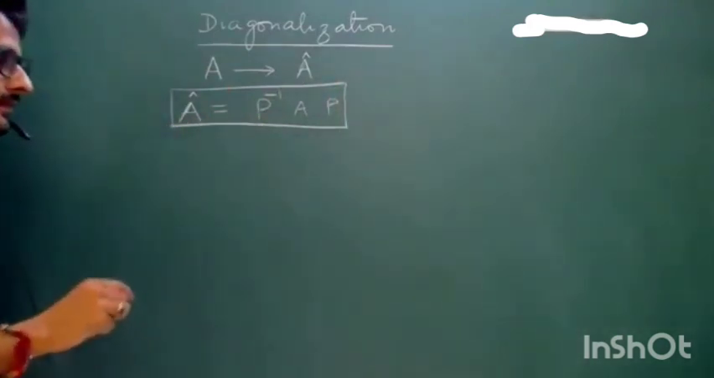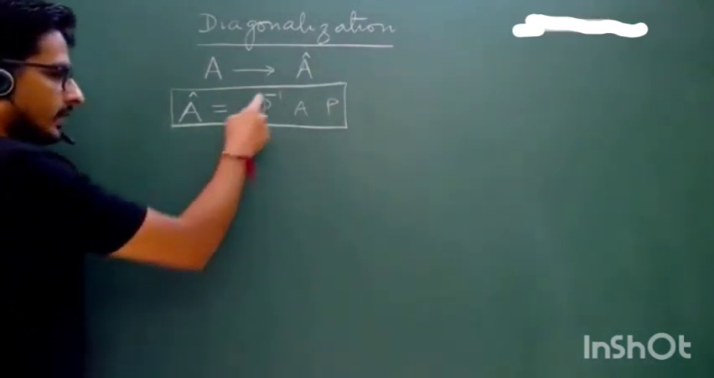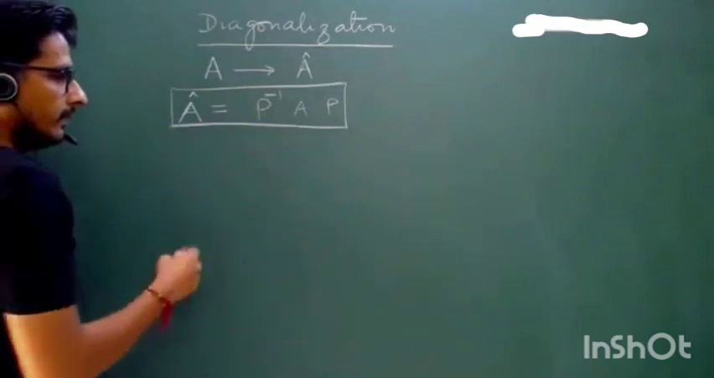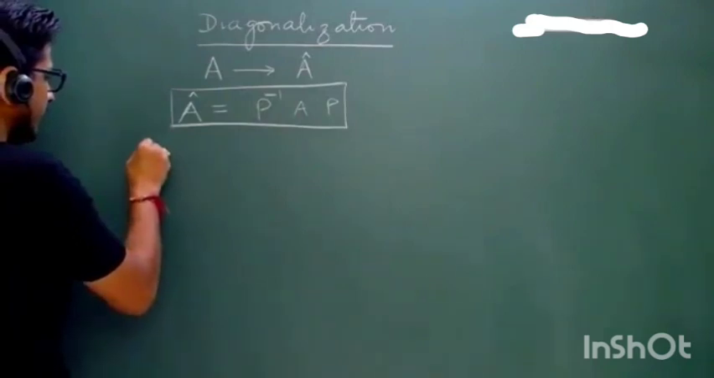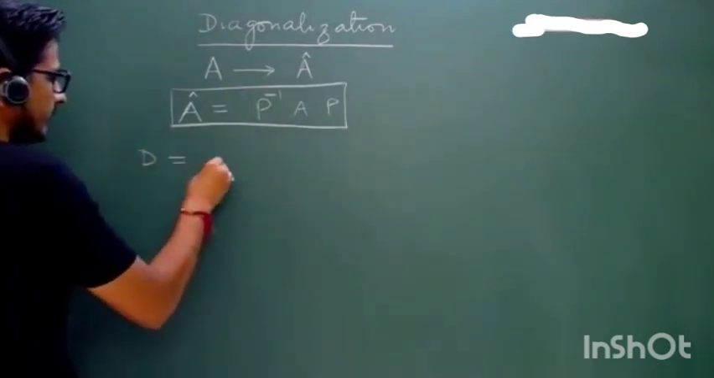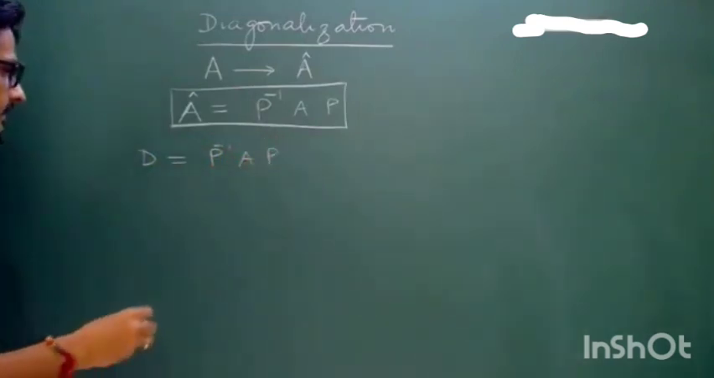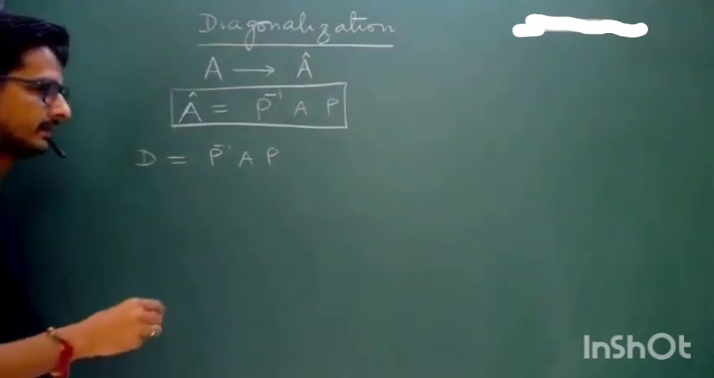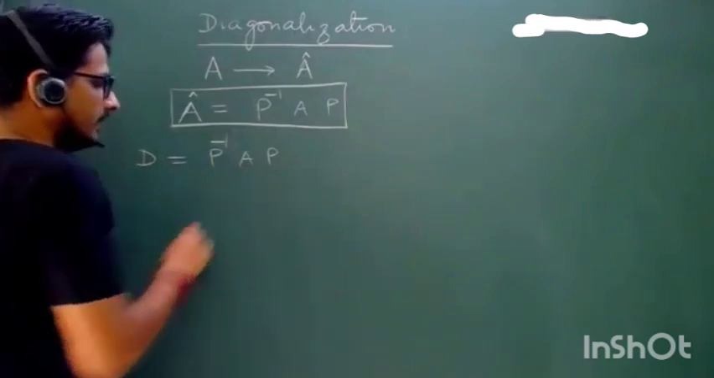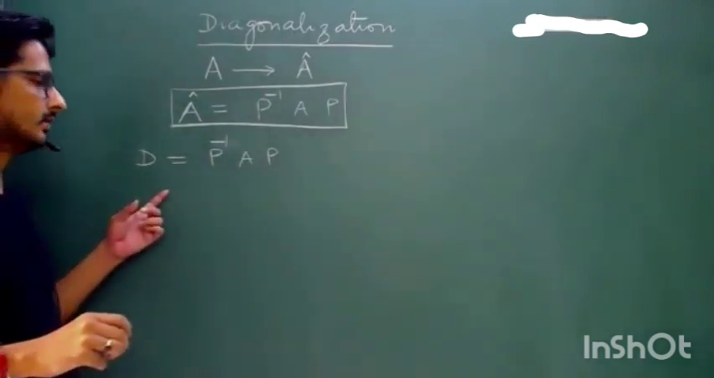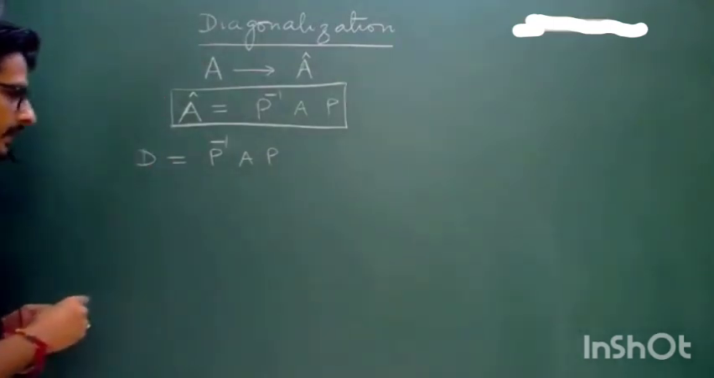And if this is done using some suitable values of P inverse and P, in some cases it will become a diagonal matrix. So we can write D is equal to P inverse A P, and D is known as a diagonal matrix, having only non-zero elements at the diagonals.